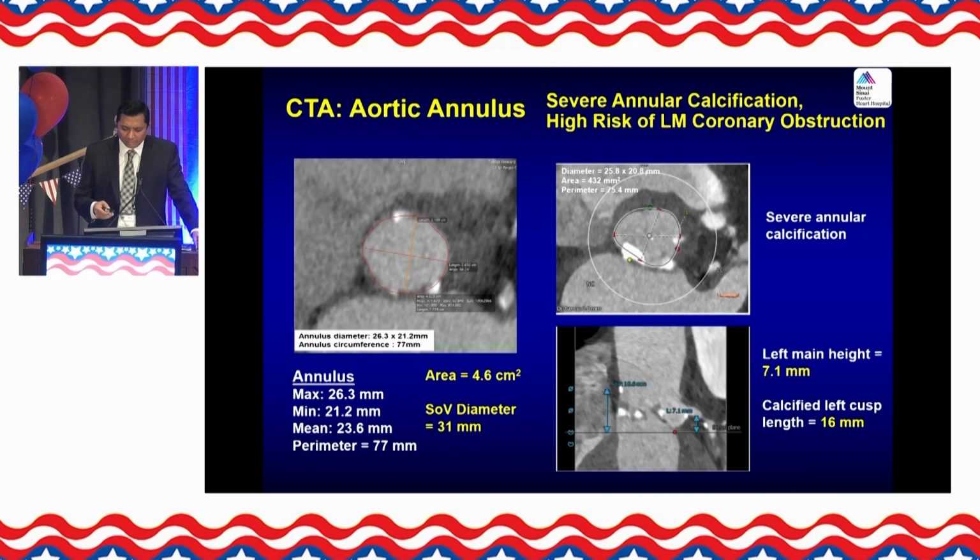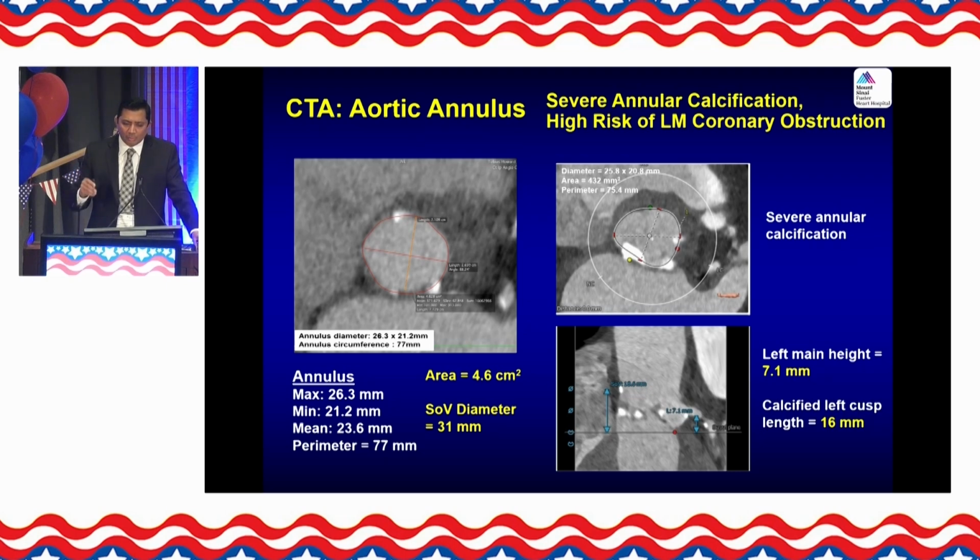This is just a sample CAT scan. This is what we look at. On the left side, you can see how we measure the area and the diameter of the aortic annulus. Those two are the single most important determinants of the size of the valve the patient can get, or the type of valve. On the right side, you can see all those white spots. Those are all annular calcium.